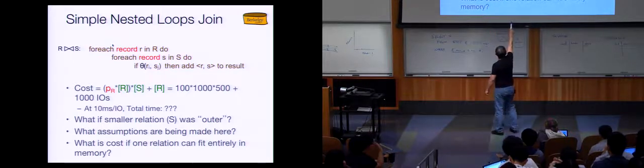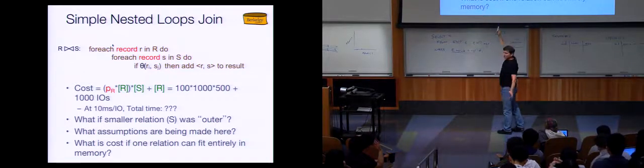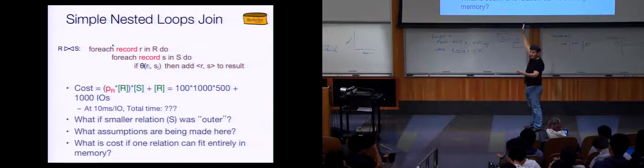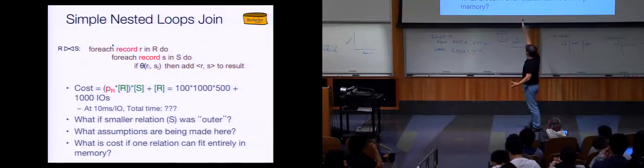The thing on the outside, if we change its name to S, it goes down a little bit. So that additive term would be smaller if we pick the smaller relation to be on the additive term. So it's better to do the small guy on the outside, but it's kind of in the noise because of the n-squared behavior going on in the multiplicative piece of this equation.